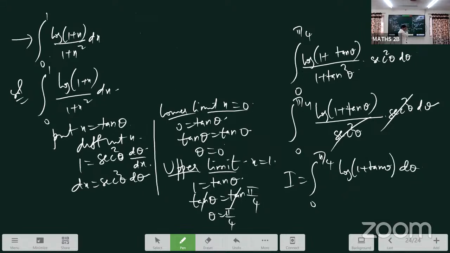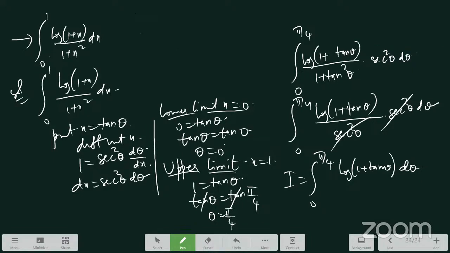Is it clear? Now here you are going to substitute, put x equal to tan theta. This is an important substitution. Then differentiate with respect to x. 1 is equal to secant square theta d theta by dx. So dx is nothing but secant square theta d theta.